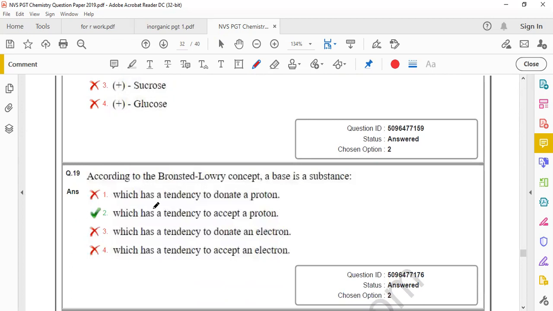Now, next question is according to the Bronsted-Lowry concept, a base is a substance which has the tendency to accept electron, right? Base will accept the electron according to the Bronsted-Lowry concept.